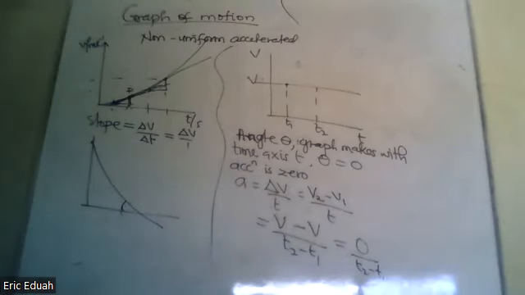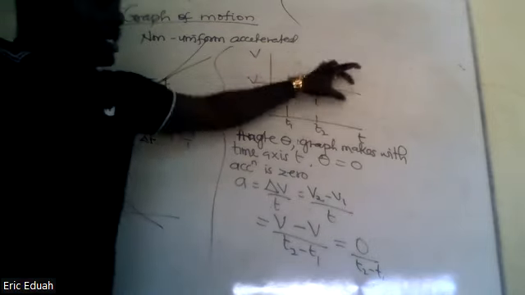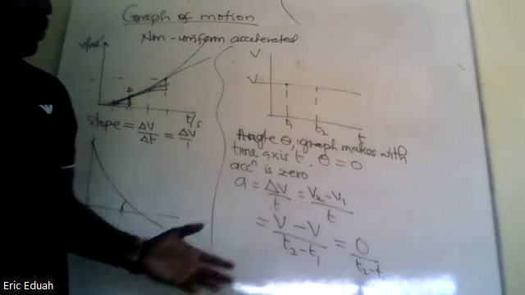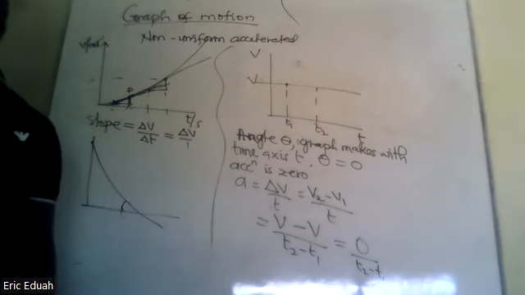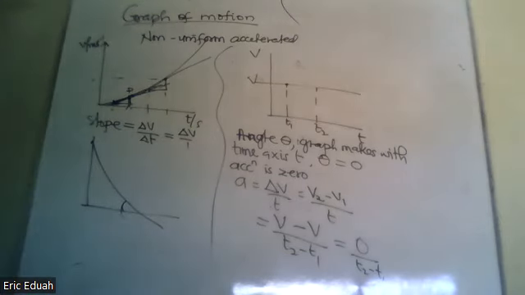That's why if you just pick a point P, and there's no other one to compare with, there wouldn't be acceleration. Okay. So when the angle the graph makes with the time axis is 0, the body's acceleration is also equal to 0. So simple.